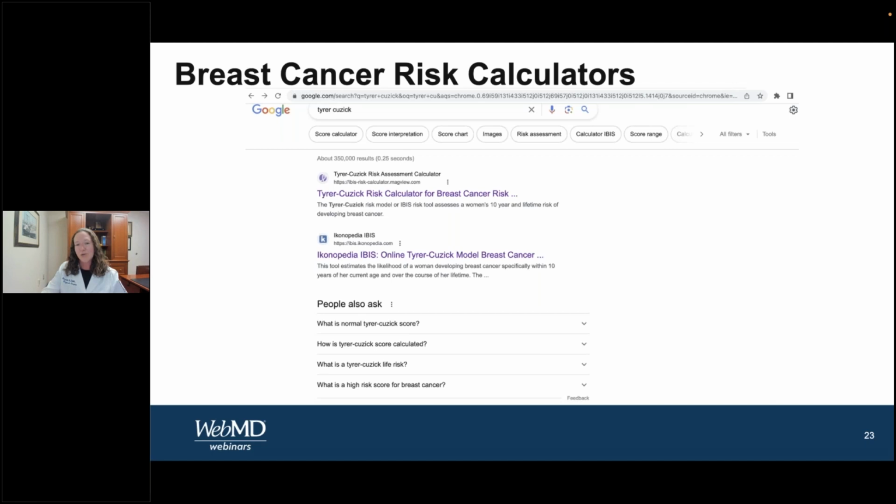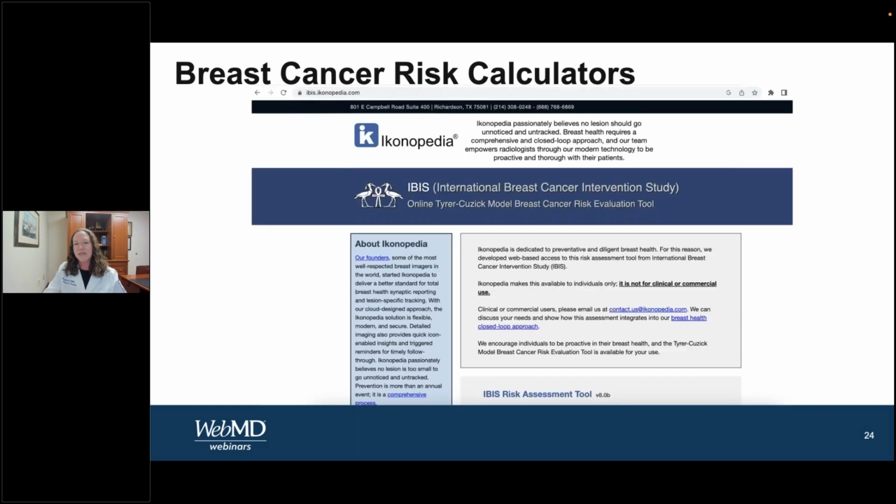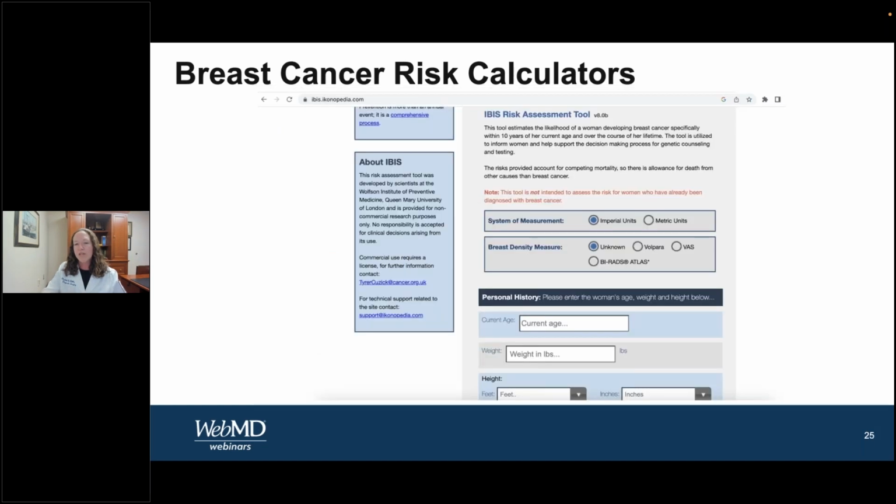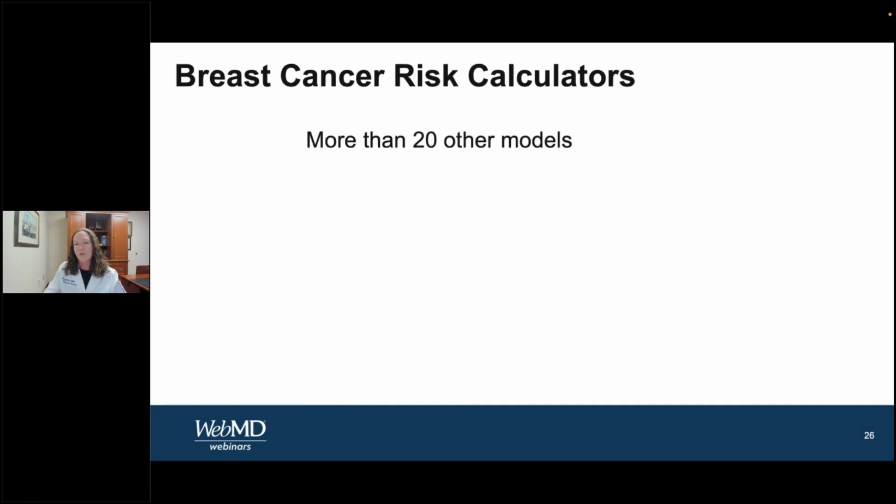I put Tyrer-Cuzick into Google and it pops up a couple of websites where you can click on the website and put in your personal history and figure out what your risk is for developing breast cancer. So I clicked here on this IBIS test, and this is the website that pops up. And again, it asks you a whole bunch of questions, including what's your age, what's your weight, and all of those other questions that I talk about. And at the end of the assessment, it'll spit out your personal risk of breast cancer. So that's something that everybody can do if they want to have some idea about where they fall with regards to that average, intermediate, or high risk for breast cancer category.